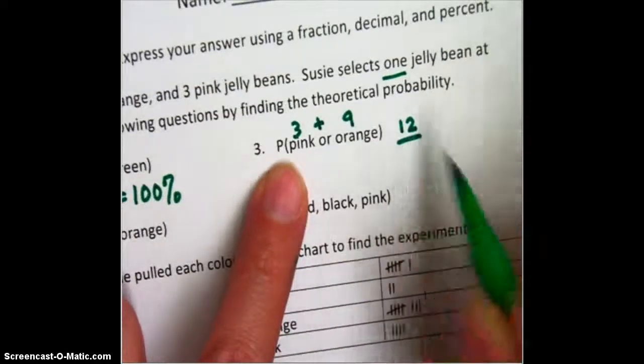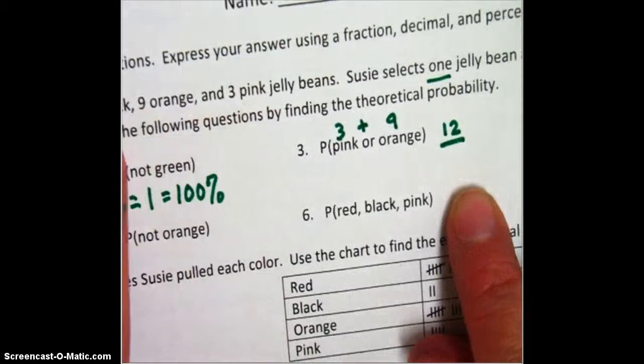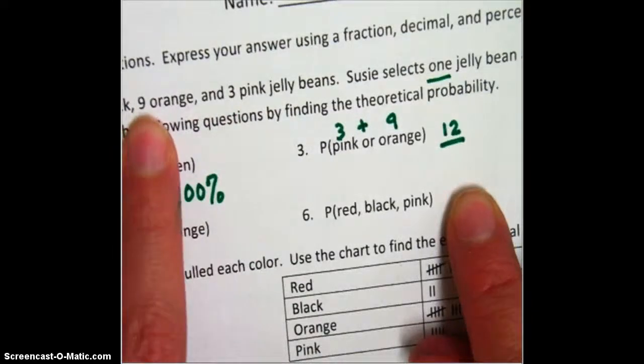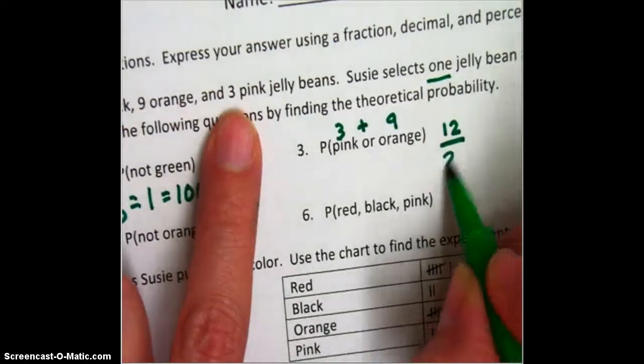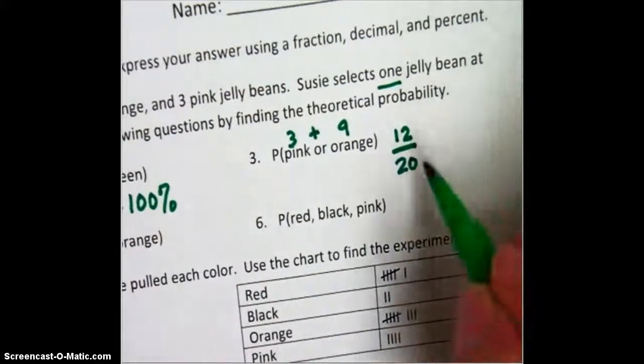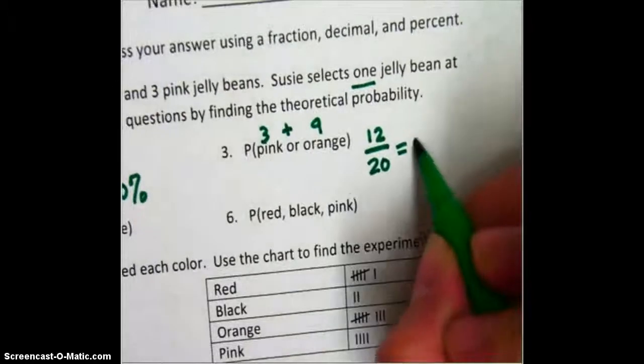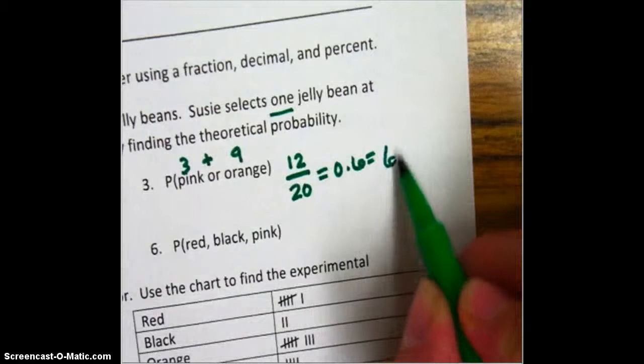So you have 12 out of how many there are altogether in the bag. 6, 8, plus 9 is 17, plus 3 is 20. So we have a 12 out of 20 chance of picking either a pink or an orange. Convert that to a decimal. 12 divided by 20 is 0.6. And we're going to convert that to a percent, and that's 60%.